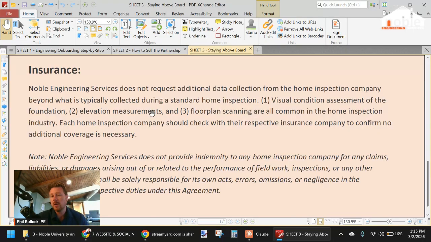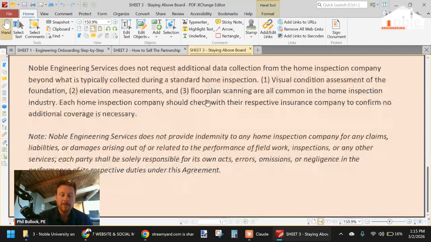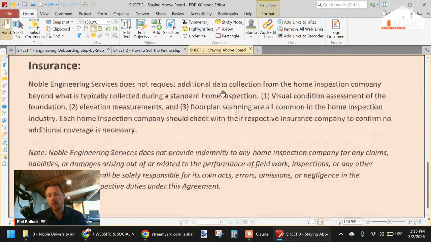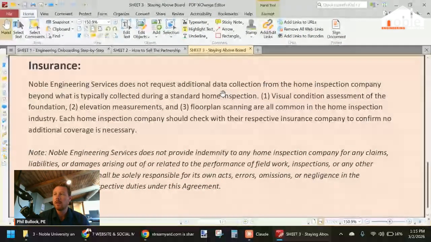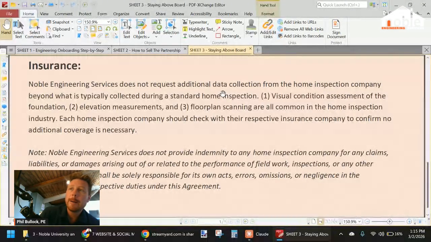So check with your respective insurance company. A word of warning, just because I want to make sure that you're good: most companies don't do anything outside of what they normally would do, and so they're not really doing anything different, so to speak. And we do not indemnify. You signed the agreement already, I believe, and you would see in there that you're responsible for your work. We're responsible for our work. We base our conclusions on your work. That's the reality. And so, no risk, no reward.